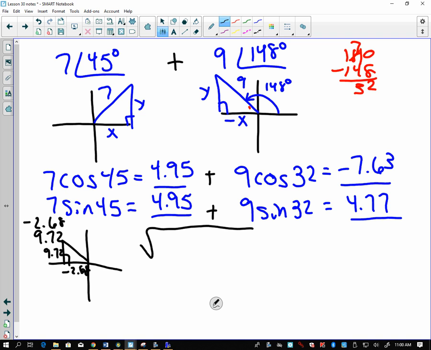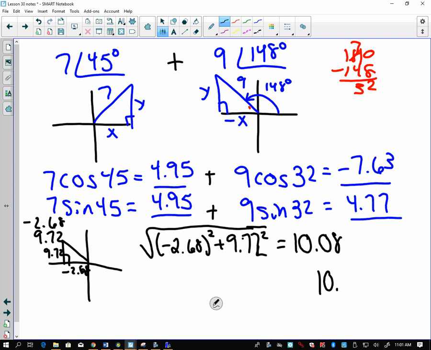Okay, so I'm going to do, I mean, you can put them in if you want, but make sure you put them in parentheses. Negative 2.68 squared plus 9.72 squared. Okay, should give you the hypotenuse. Is it 7.2? Sorry. There we go. Fixed it. .08 is correct. Okay, so I got 10.08.